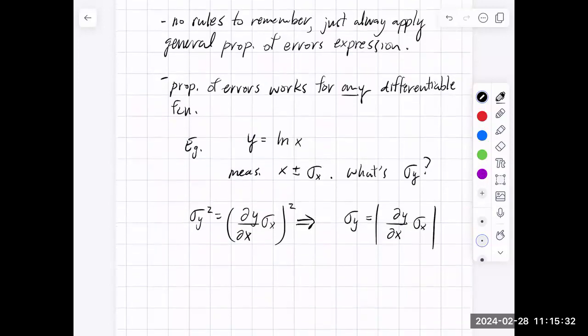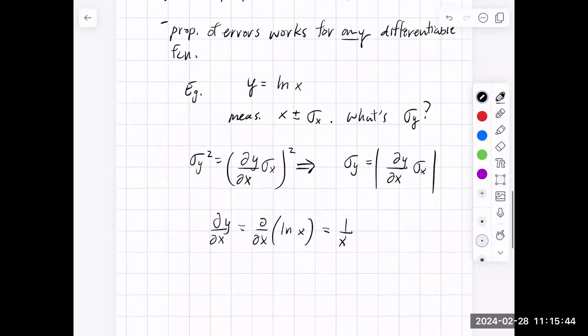Okay, so for this case, the derivative of y with respect to x is d by dx of ln of x, which is 1 over x. And so that's going to go in there. And so sigma y is equal to the absolute value of sigma x over x.